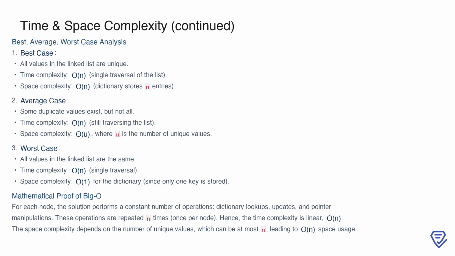Finally, in the worst case, where all values are duplicates, the time complexity is still O(n), since we traverse the list once, but the space complexity drops to O(1), because the dictionary only contains one key. The linear time complexity arises because we perform a constant number of operations per node, and the space complexity depends solely on the number of unique values, which in the worst case is minimal.